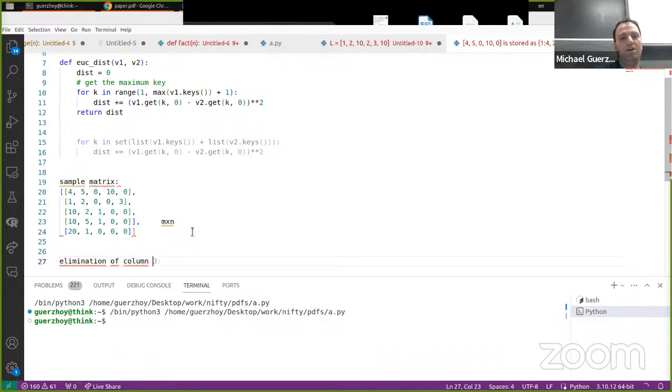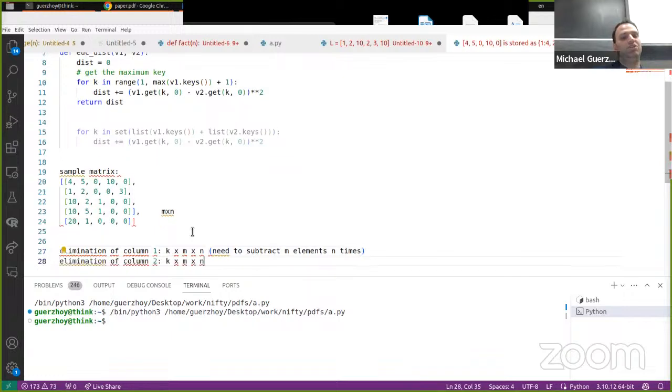So elimination of column 1 is k times m times n, right? And that's because we need to subtract m elements n times, right? And then what about elimination of column 2?